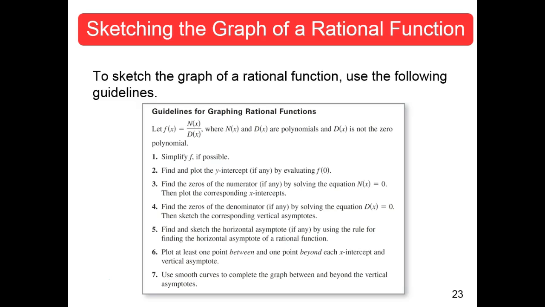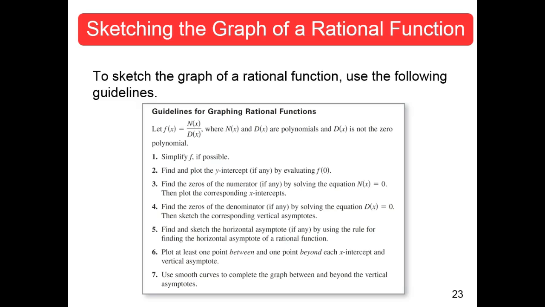Okay? And find and sketch the horizontal asymptote by using the rule for finding the horizontal asymptote for the rational function. Oh boy, that's a real clear statement, isn't it? Do the ratio of leading terms. Okay? That's what you do, rather than their 3-point rule: ratio of leading terms.